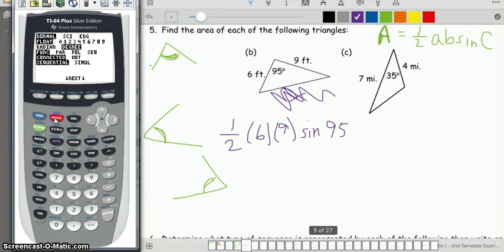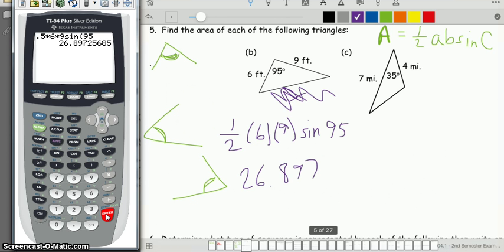Calculator must be in degrees, so check that real quick. I still am in degrees. We're good. And I simply hit enter, and that's my answer, 26.897. Notice I omitted letter A and letter D from this, so you don't have to do those.